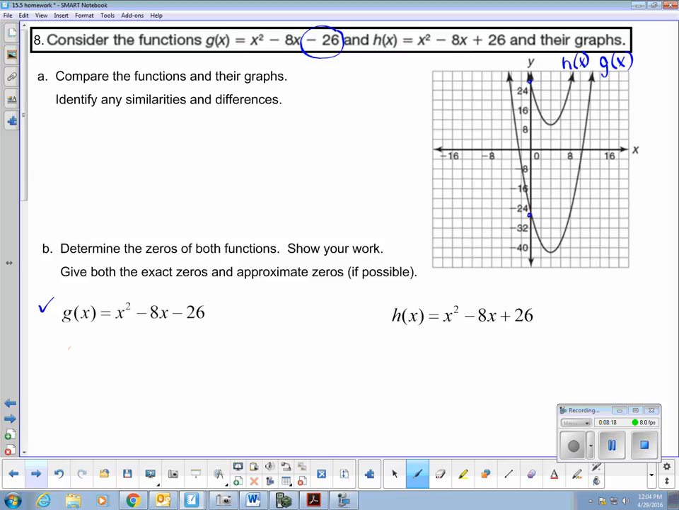I looked first to see if it was factorable, and you don't notice that there are any two numbers that multiply to negative 26 that add up to negative 8. I could complete the square. As a matter of fact, let's complete the square. We haven't done that in a while, and we can take a look at that process.